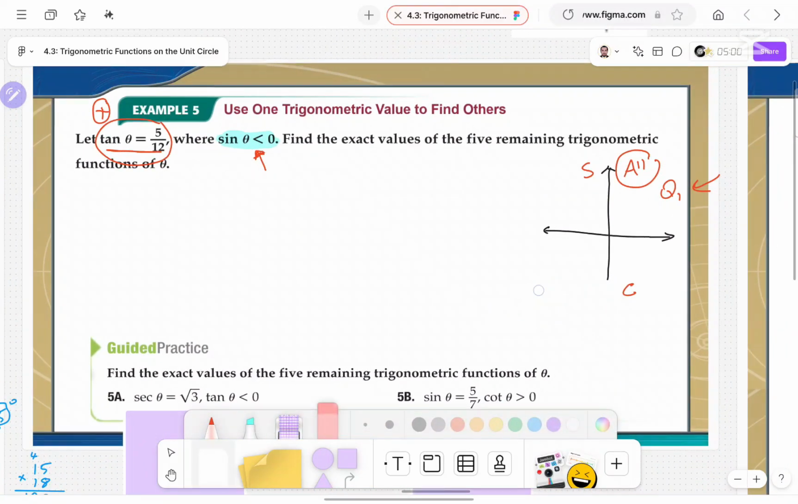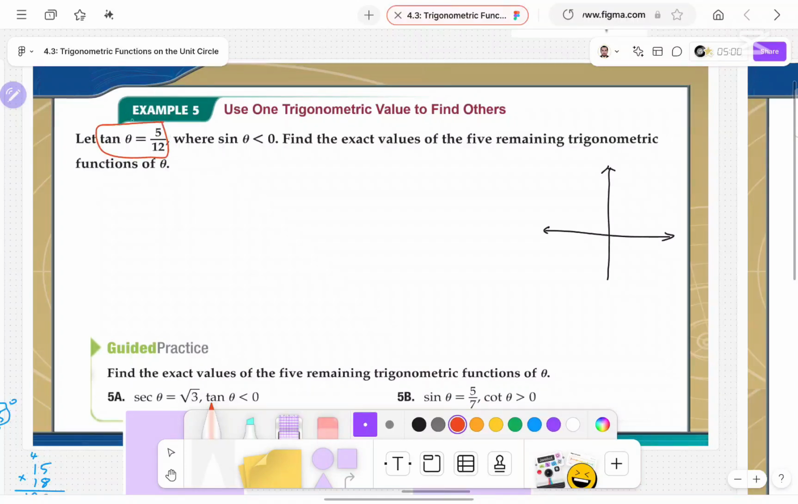So let's go back here and draw it again. Let's do it again. Focus. Now, the question gave me tan theta equal to 5 over 12, so that means it's positive. I know that tan is positive in quadrant 3 and also in quadrant 1. Now, where should I draw the triangle? Should I draw it here or here? In which side should I draw it?